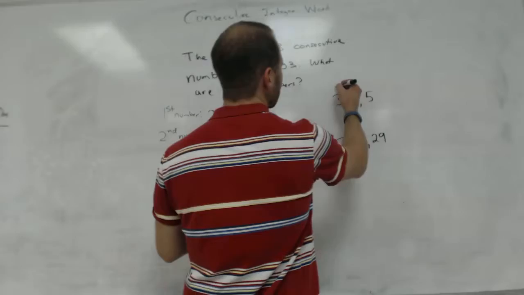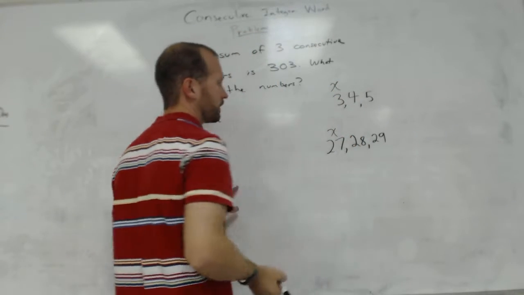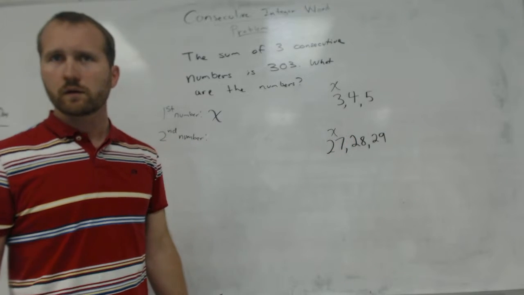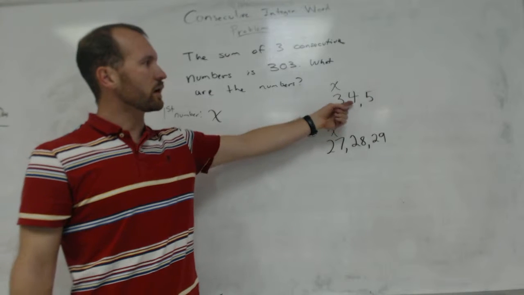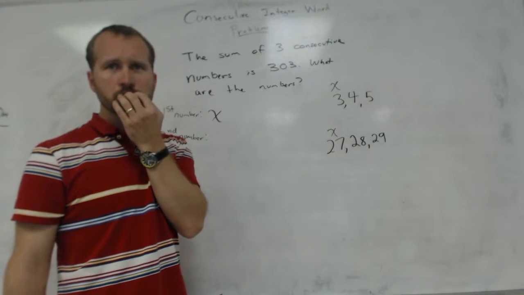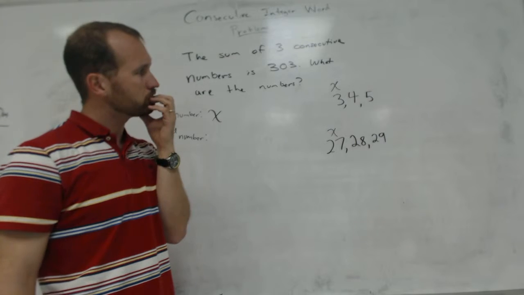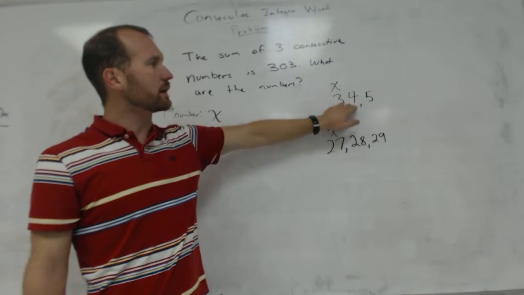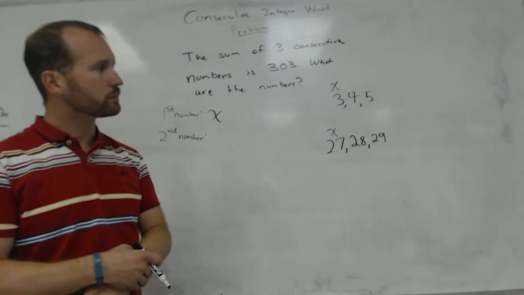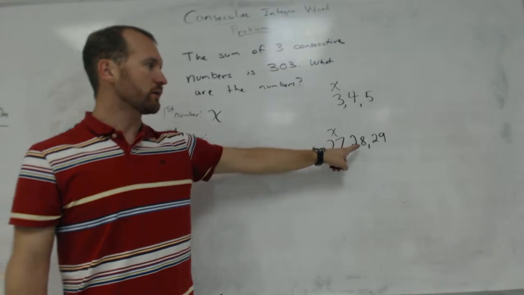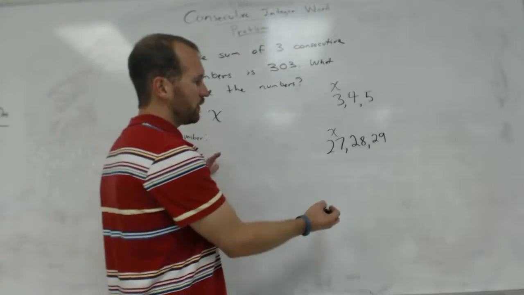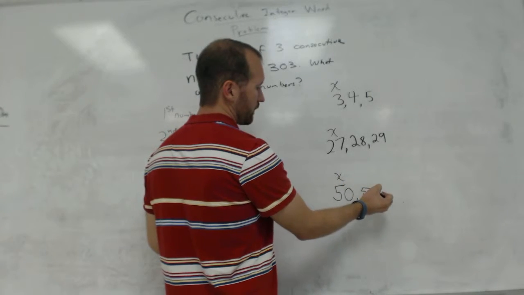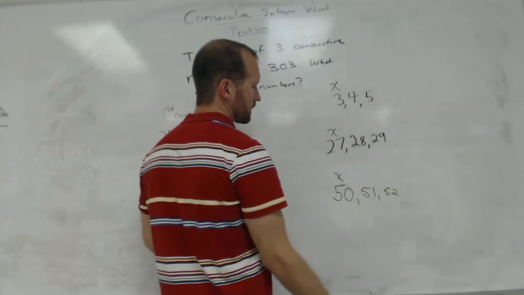So if this is x, what is the next number? Not necessarily 28. Here it was 4, right? Not here it wasn't. Here it's 27, 28, 29, right? I could think up a million different scenarios. If the first number was 50, the second number could be 51, 52 is the third number, right?